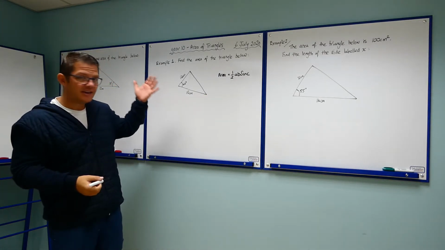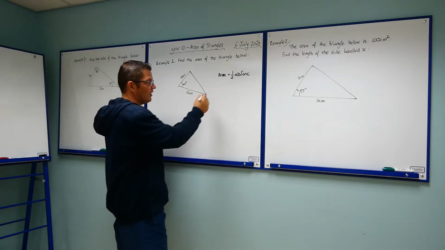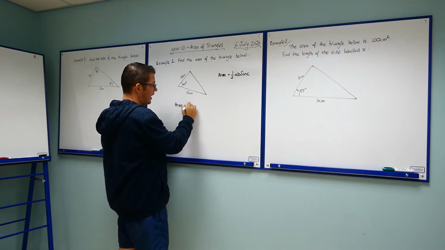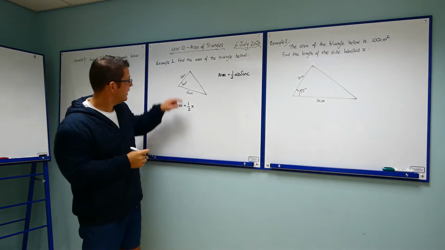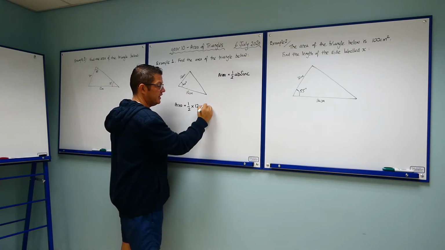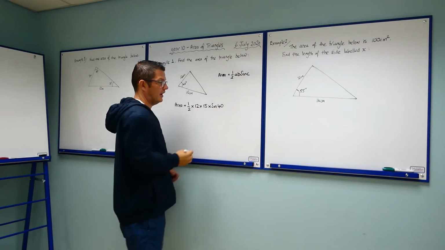So here, it's a really easy, simple process to find the area of a triangle. And we just do it as follows. The area is a half times one of the sides, which is 12, times the other side, which is 15, times sine of the angle in between them, which is sine 40.